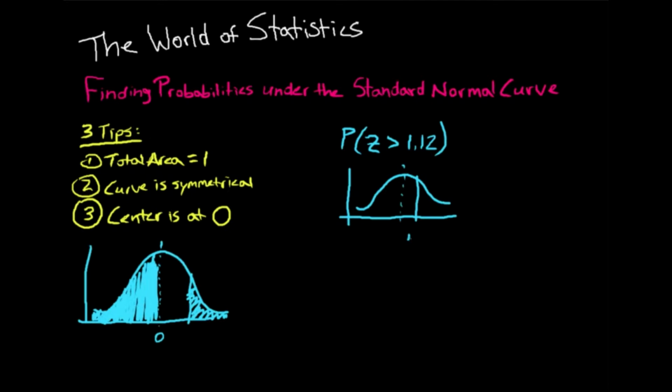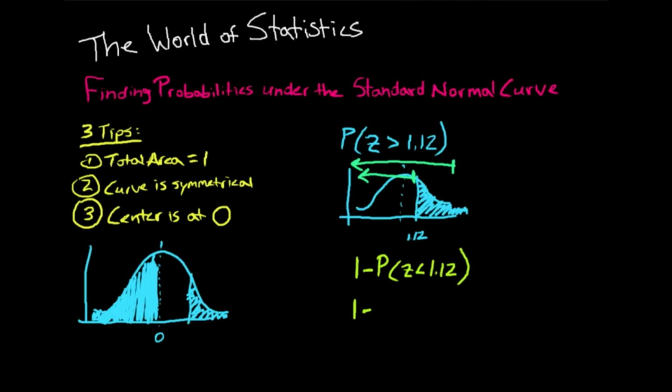We have our value of 1.12. We want to find everything to the right hand side, or greater than 1.12. So how do we do this? What we'll do is go back to that tip where we take 1 and then minus everything to the left of our value, so everything less than this, which will give us the area we need. If we write this down, it's going to be 1 minus the probability that z is less than 1.12.